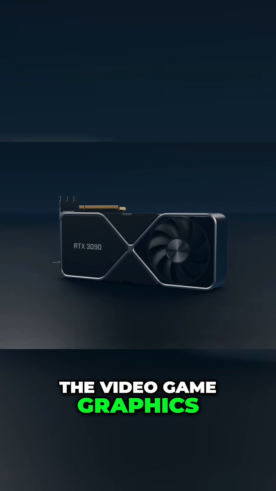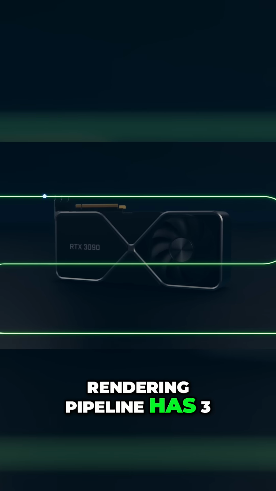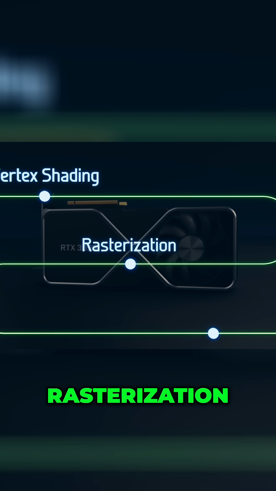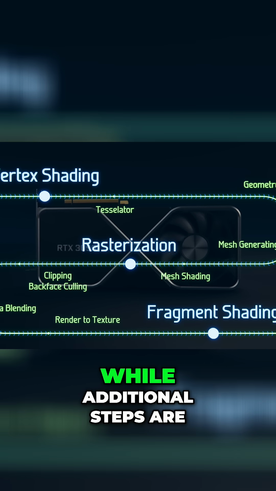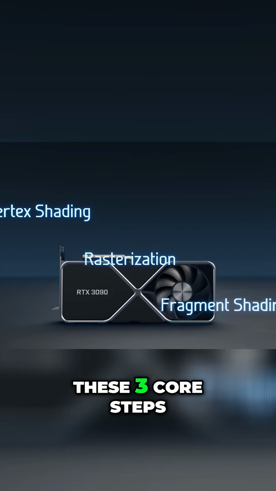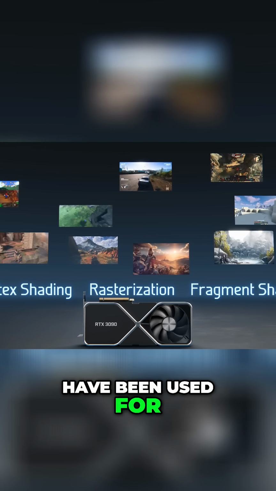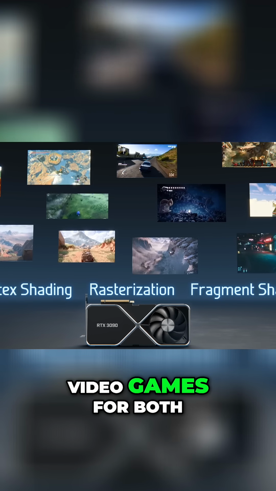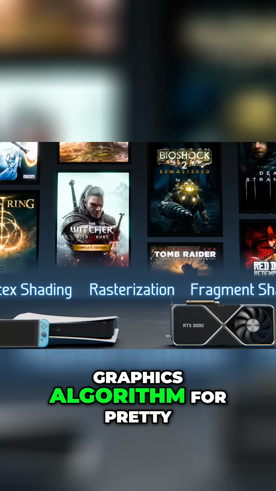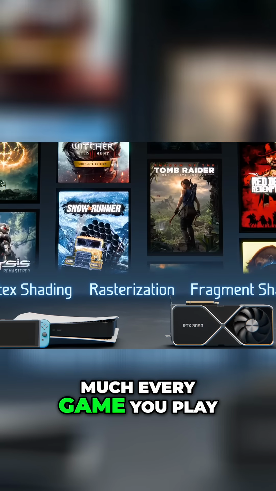The video game graphics rendering pipeline has three key steps: vertex shading, rasterization, and fragment shading. While additional steps are used in many modern video games, these three core steps have been used for decades in thousands of video games for both computers and consoles, and are still the backbone of the video game graphics algorithm for pretty much every game you play.